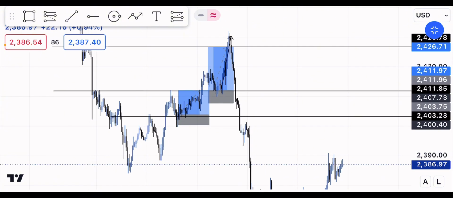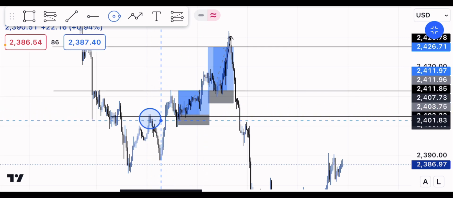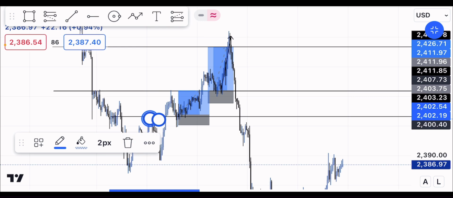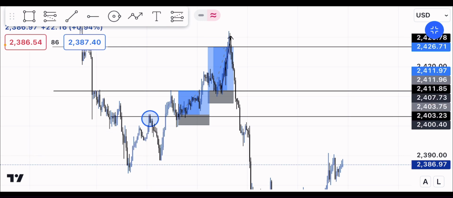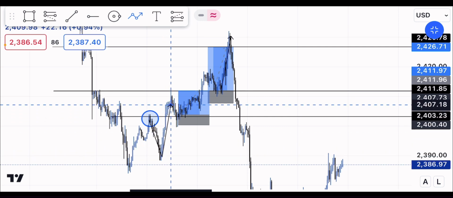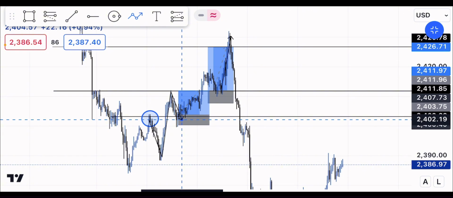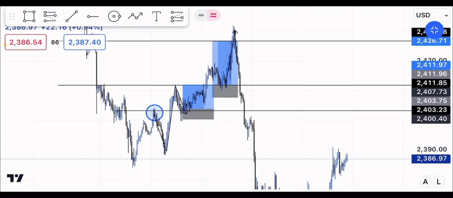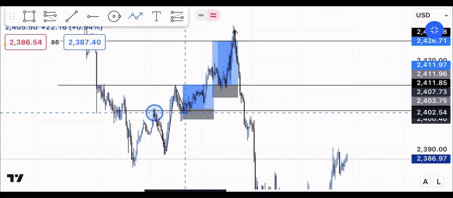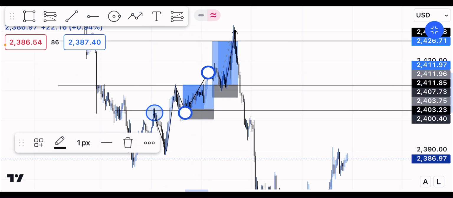The market just finished breaking this zone, this level. The market broke this zone and came back, just as you can see, then retested it again before buying. It tested it before buying to this place. So that's how it works.